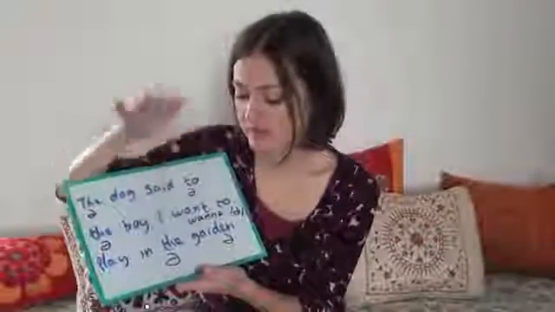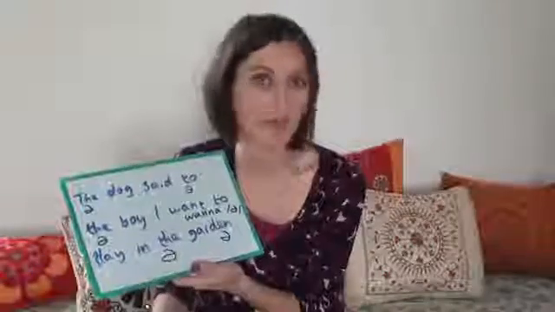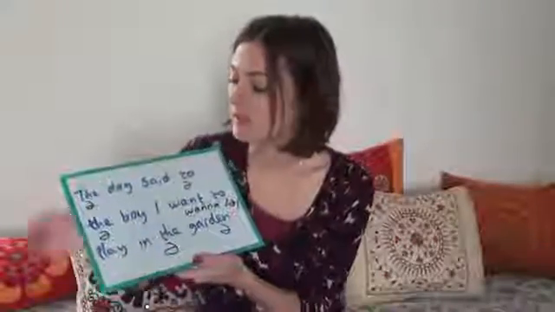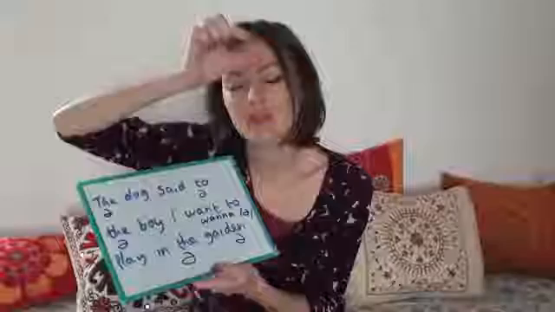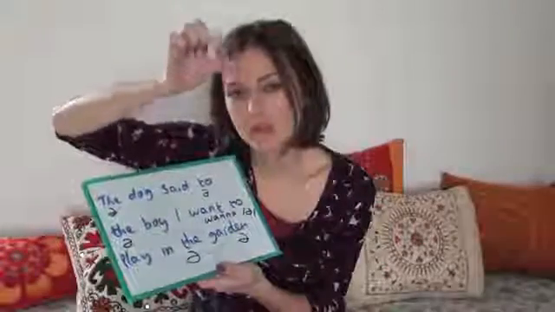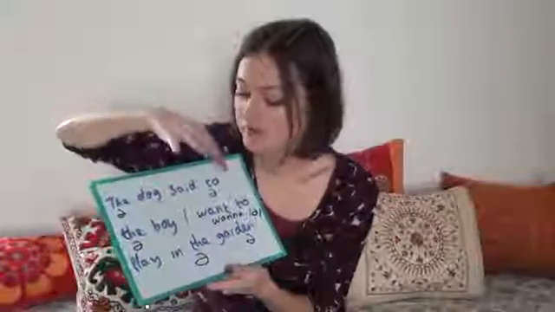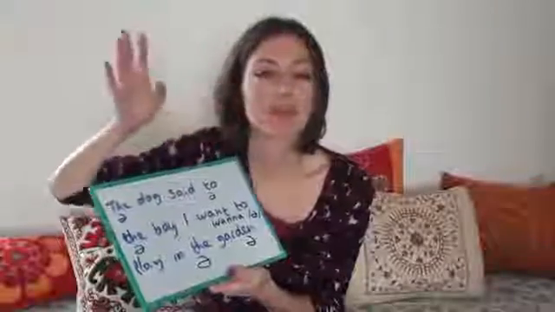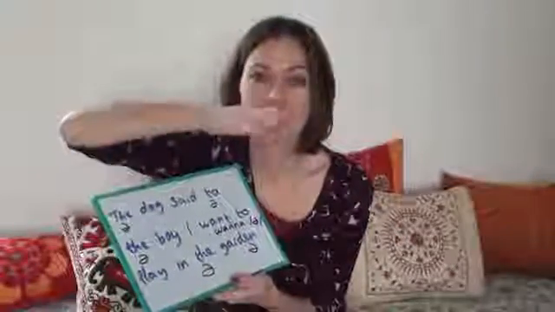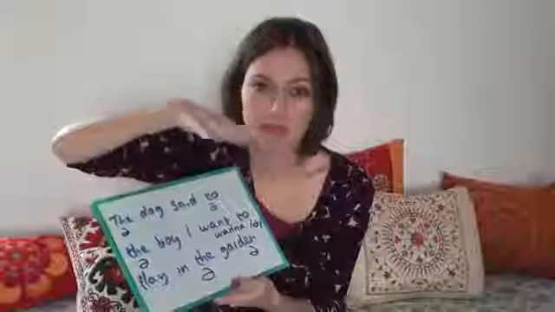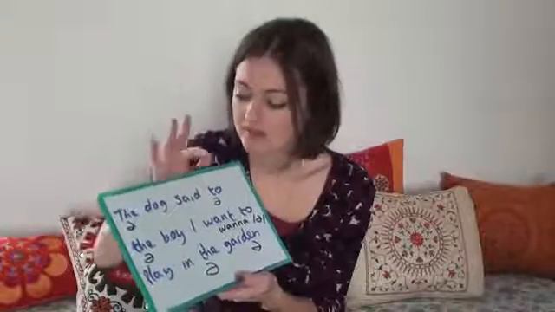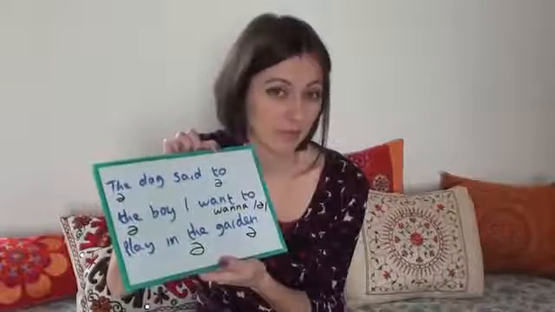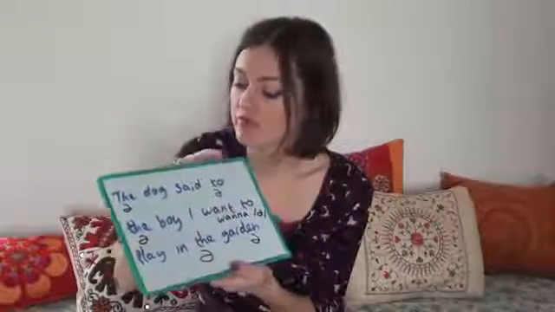The dog said to the boy, I want to play in the garden. So the schwa is the unstressed vowel that connects most of our words and gives English this rhythm of da-dum, da-dum, da-dum, da-dum, da-dum. This is the most important sound of all to give the English rhythm.